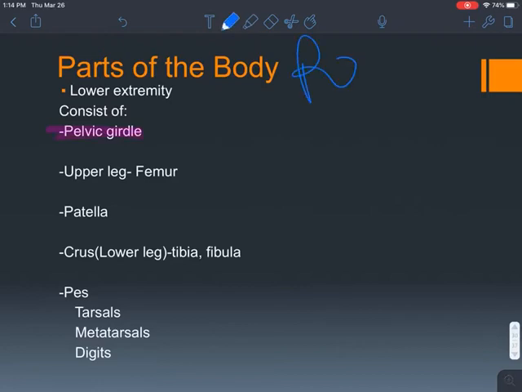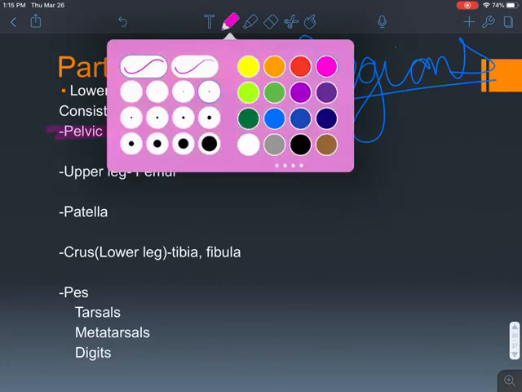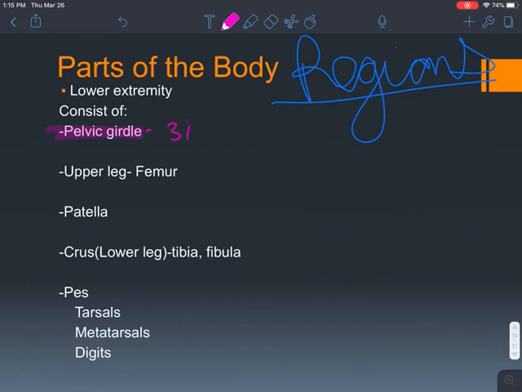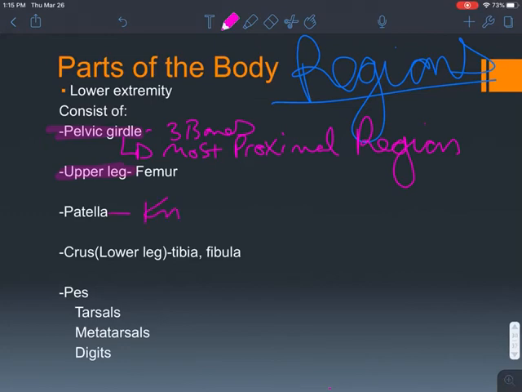So again, regions. So the most proximal is your pelvic girdle, and that's actually made up of 3 bones that you don't need to necessarily know. And then you have your upper leg, which sadly enough doesn't have a specific name to it. And then you have your patella, which is your kneecap. It's a special type of bone called a sesamoid bone. It's like a floating bone, all right?